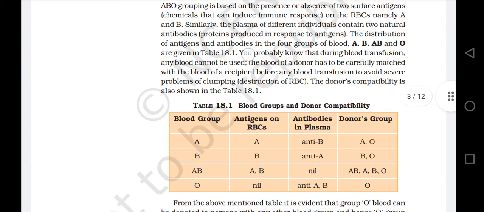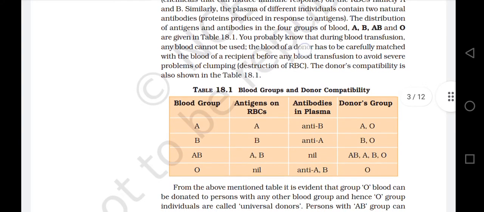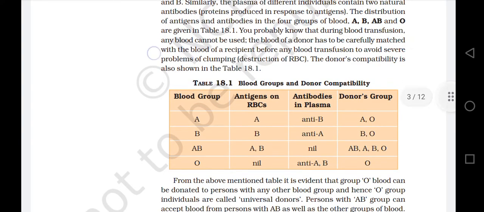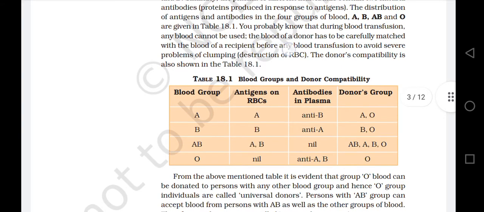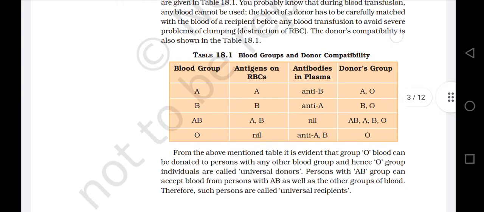You probably know that during blood transfusion, any blood cannot be used. The blood of a donor has to be carefully matched with the blood of a recipient before any blood transfusion to avoid severe problems of clumping, destruction of RBC. The donor's compatibility is also shown in table 18.1.